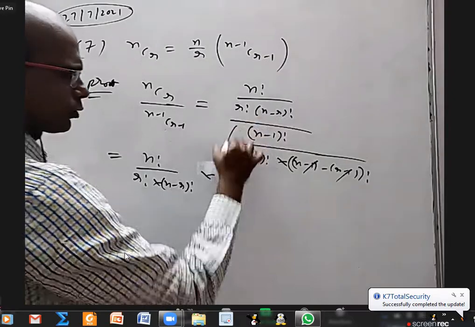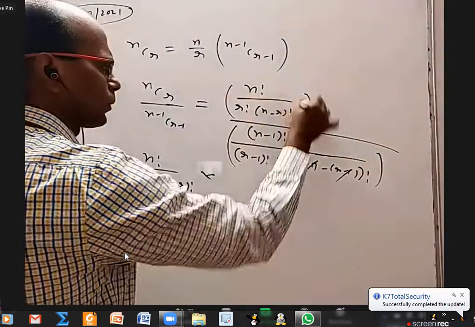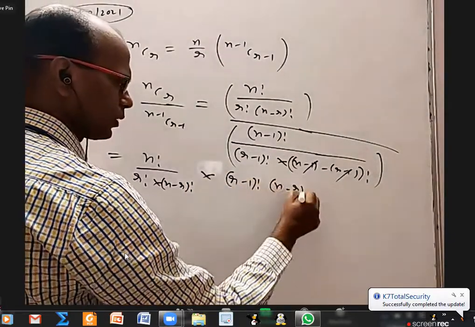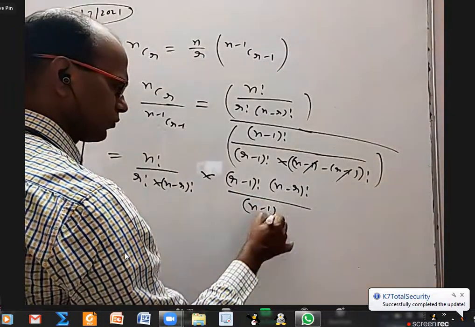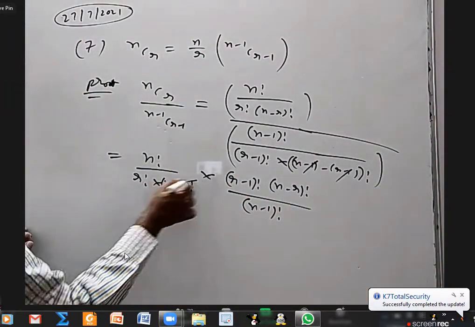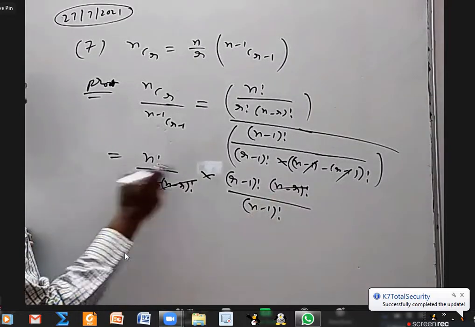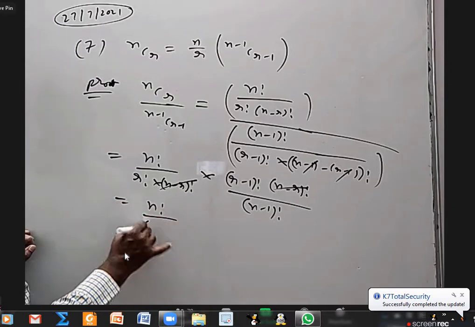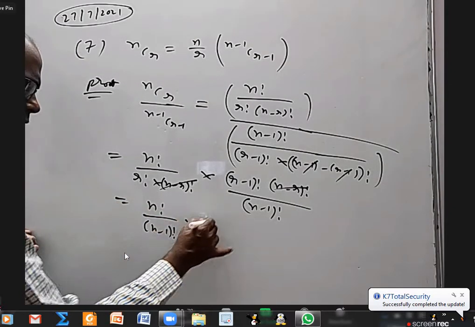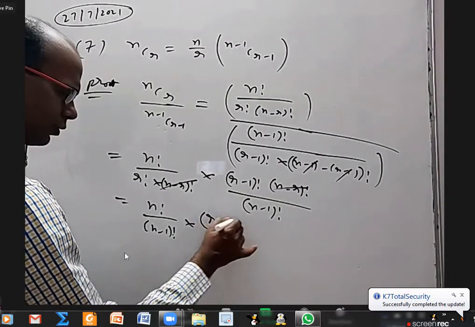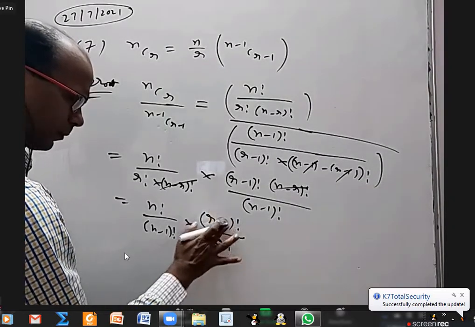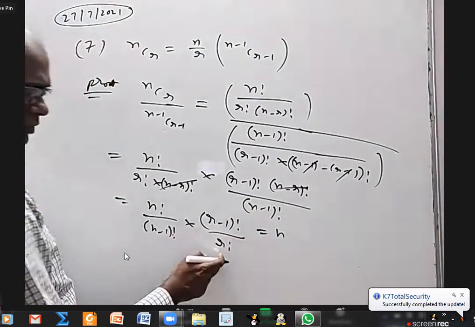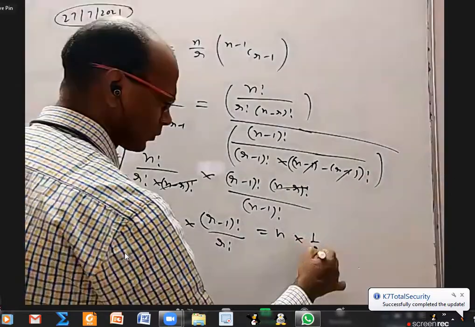This one, if I take to numerator, this is r minus 1 factorial into n minus r factorial by n minus 1 factorial. n minus r is same. What is n factorial by n minus 1 factorial? n. So n factorial by n minus 1 factorial, r minus 1 factorial by r factorial. Out of these two, it will become n. From these two, this is a bigger factorial, so it will become r. So n by r.